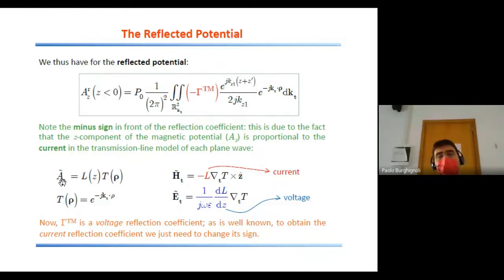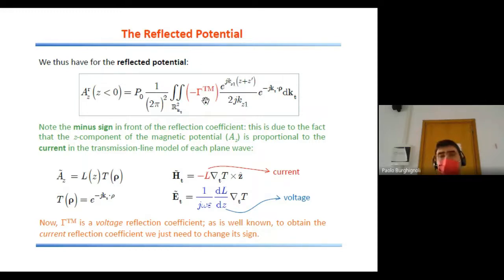Now, it turns out that the vertical component Az of the magnetic potential is proportional, through L, the factorized dependence on z, and this L is in turn proportional to the current. So what we need to include inside this integral representation is the current reflection coefficient rather than the voltage reflection coefficient.